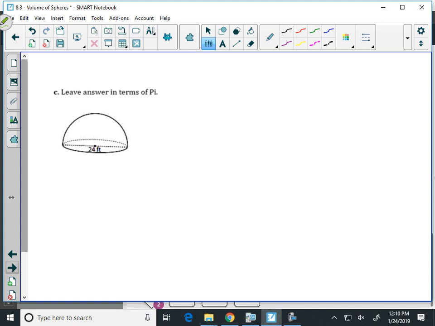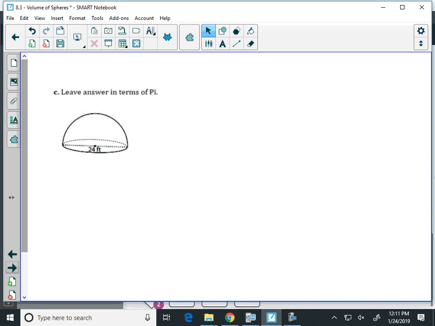We take a look at C. What's going on here with C? What do you notice? Yeah, half of a sphere, right? What do we call half of a sphere? What is it? It's a hemisphere.